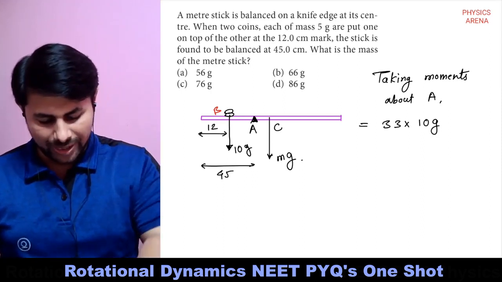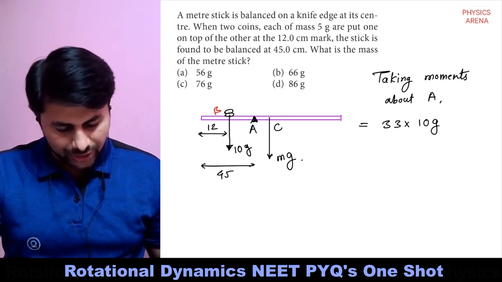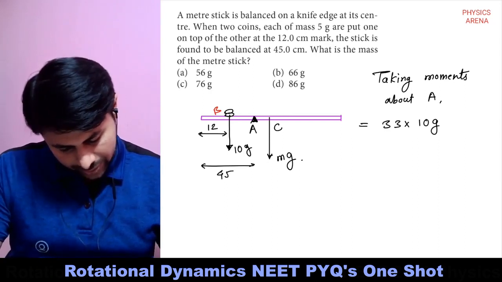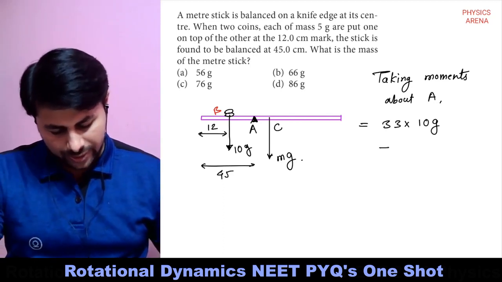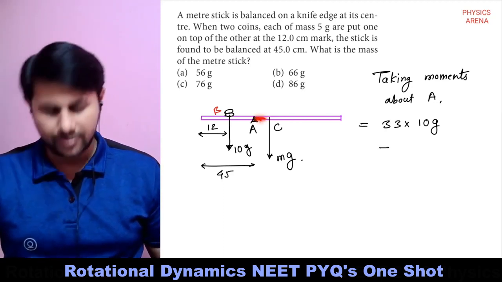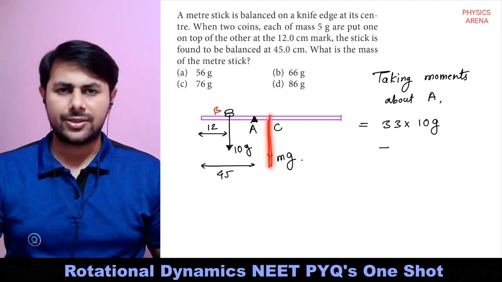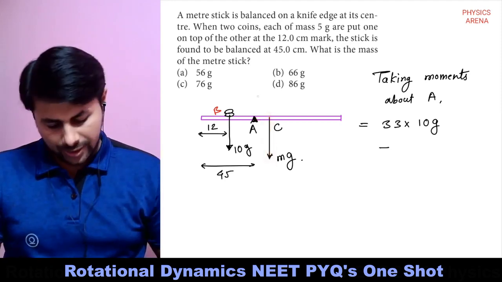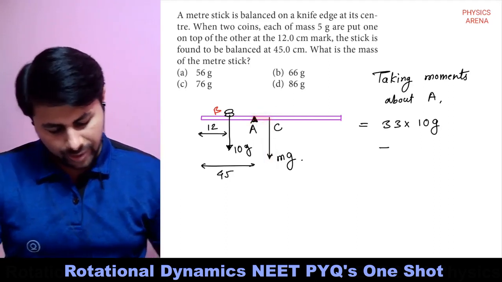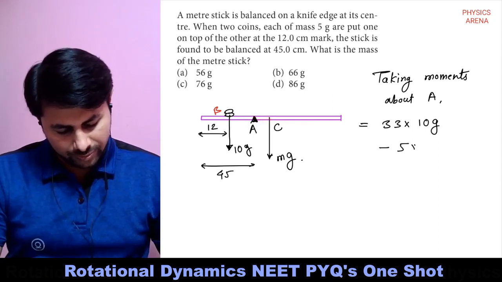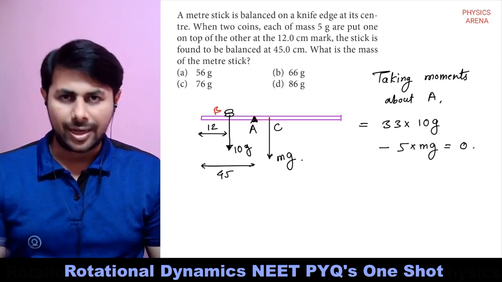So it will be into the plane of that screen. Okay, but rotation is in clockwise sense, so we'll take negative sign for that. And how much is that distance? Distance AC. So the weight acts downwards from 50 centimeters and you are balancing it at 45. So this much distance is 5. So minus 5 multiplied by mg is equal to 0 because it is balanced.